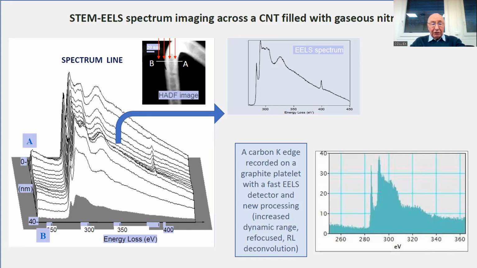So it is an example. You see here an image of a spectrum line across a carbon nanotube filled with gaseous nitrogen. The probe was scanned from A to B, and for this we acquired all the spectra. So we had everywhere the graphite peak at 280 eV, and in the center you see, at about 400 eV, the small peak of nitrogen. And you see, for instance, the fine structure of the graphite carbon K edge.